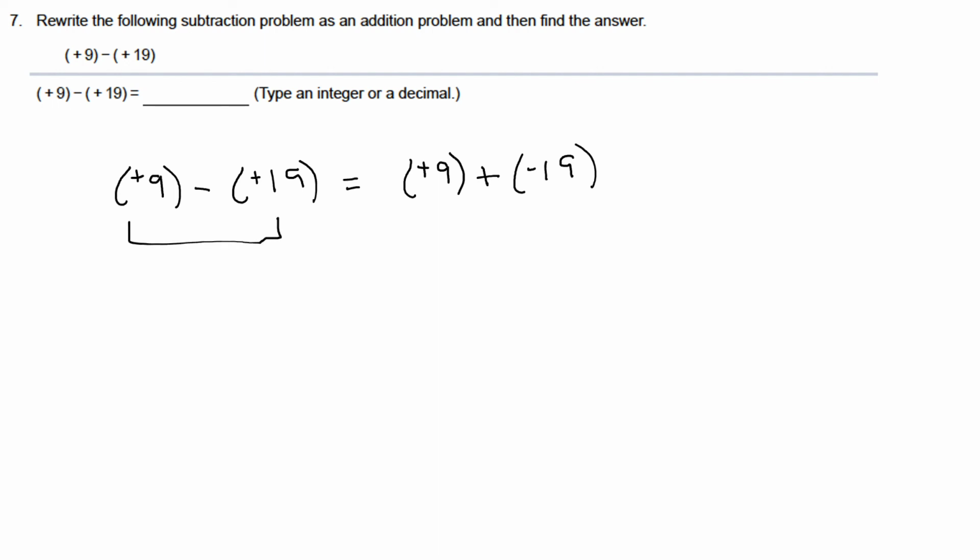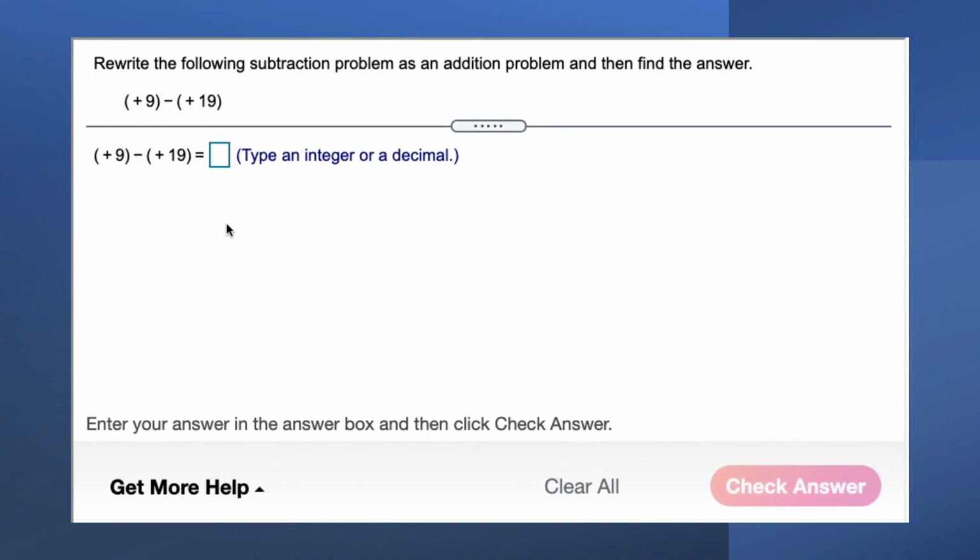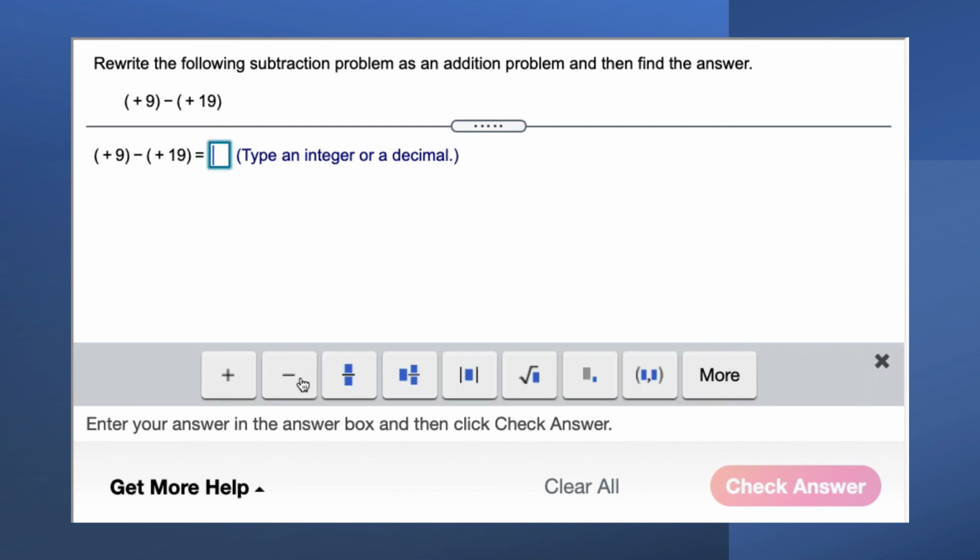These two problems are the same. We just rewrote it as an addition problem. So a positive 9 plus a negative 19 is a negative 10. And you can do that calculation on a number line, or you can do it on your calculator. Again, we'll type in the answer of negative 10. So we'll put our cursor in the text box, select the negative sign in the math toolbox, and type in 10.